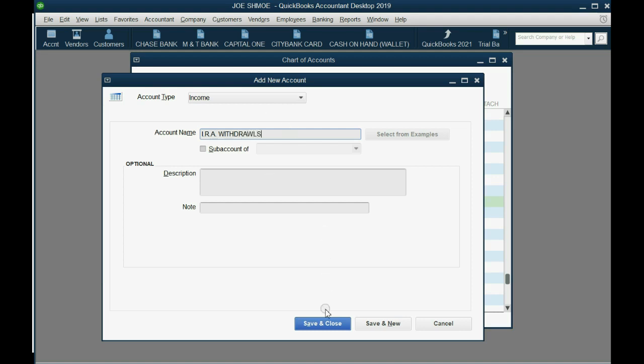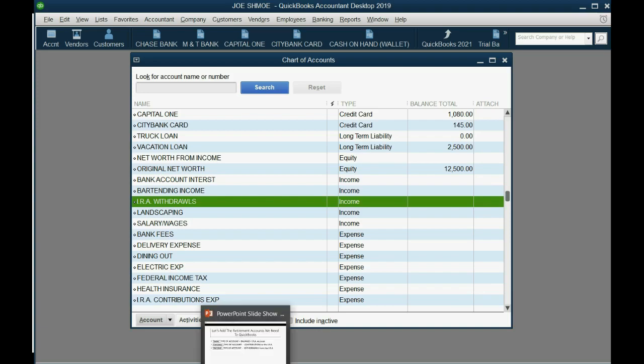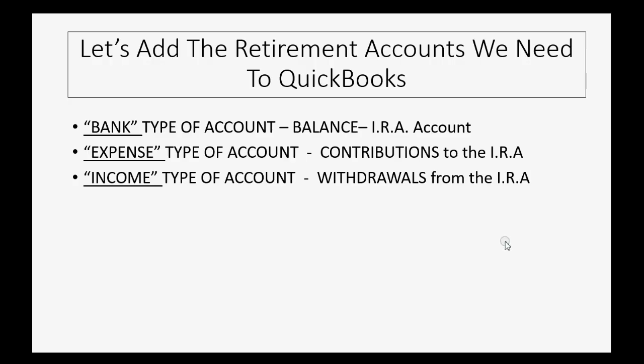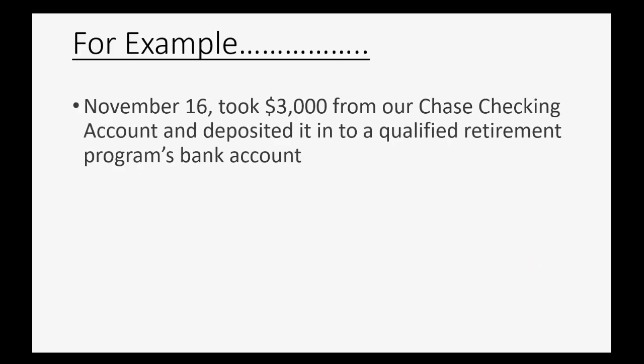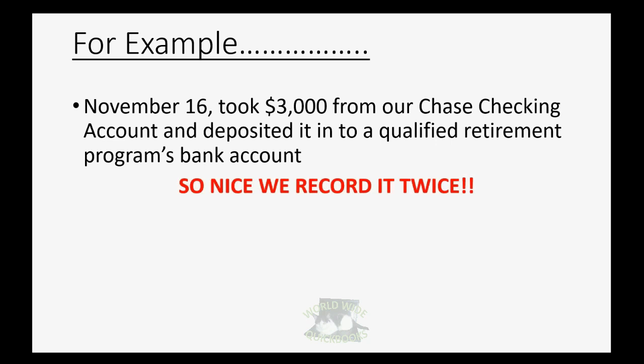Withdrawals, and we click Save and Close. Now we have the accounts we need to record retirement fund transactions. For example, let's imagine on November 16th, we took $3,000 from our normal Chase checking account and deposited it into a qualified retirement program's bank account. And in this example, that bank account is an I.R.A. So this transaction is so nice, we record it twice.